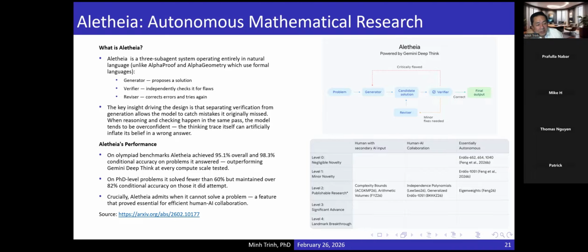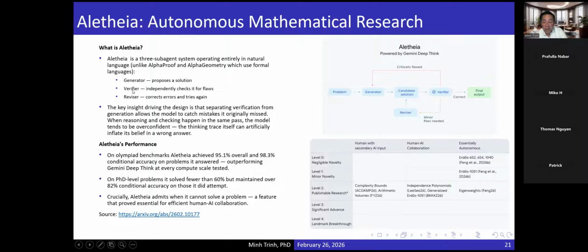It has a generator that proposes a solution, right? Usually Gemini Deep Think, or Gemini, will propose a solution. A verifier checks for flaws. A reviser corrects errors and tries again. Okay, so this is what you see here. They really got inspiration from AlphaProof and AlphaGeometry, where you have an LLM that can generate solutions, ideas, and then a verifier, even though here it is in natural language, and the reviser.